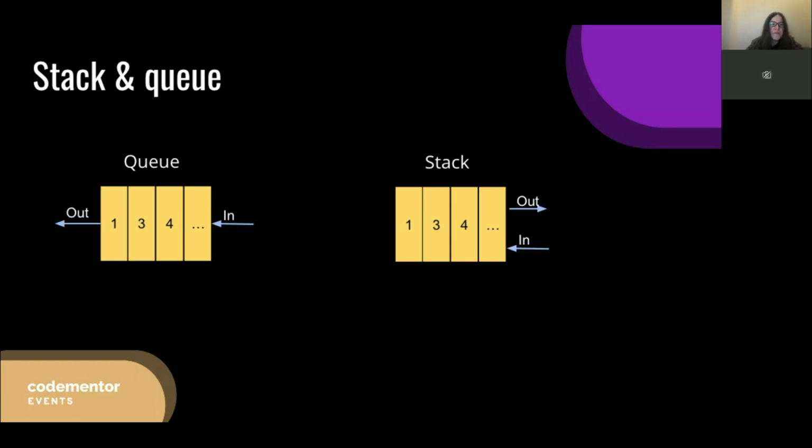And we have stack. In stack, it's like a glass. We are putting elements from only one side. And we can use it to traverse a tree without recursion and just with simple loops.